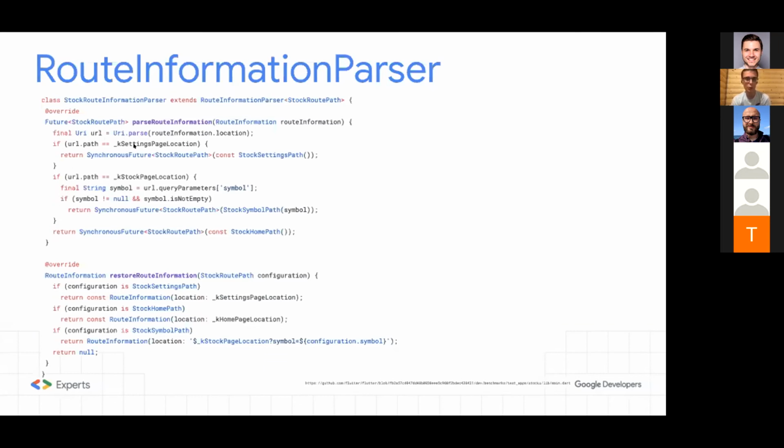If you open the settings page, then return the stock settings path. One important part is that we return a synchronous future here. This is a segue to the Dart talk: if you don't want to spawn a microtask for this future, you can just return a synchronous future and it won't create a microtask. It will just immediately return this value.